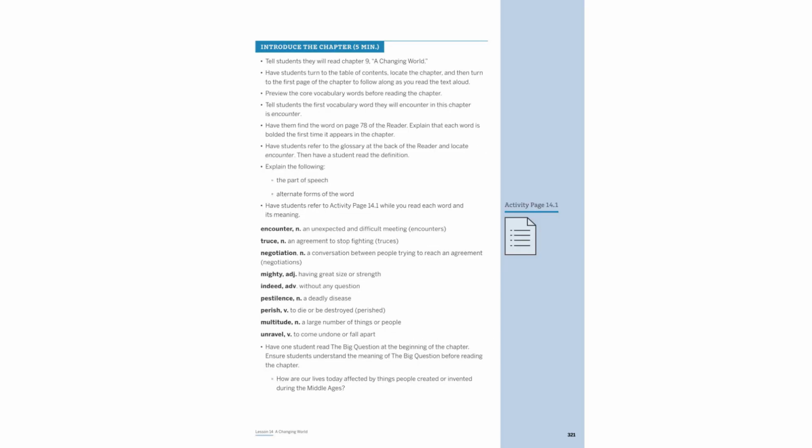In Chapter 9, A Changing World, we explore how the Middle Ages shaped our present. Key vocabulary includes encounter, truce, and negotiation. These terms highlight the era's complexities. The big question asks us to consider the lasting impact of medieval innovations on modern life. Let's delve into these transformative developments.